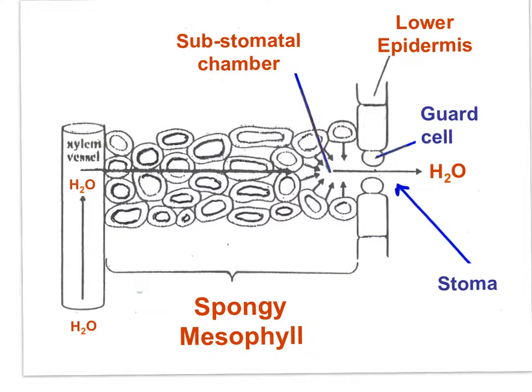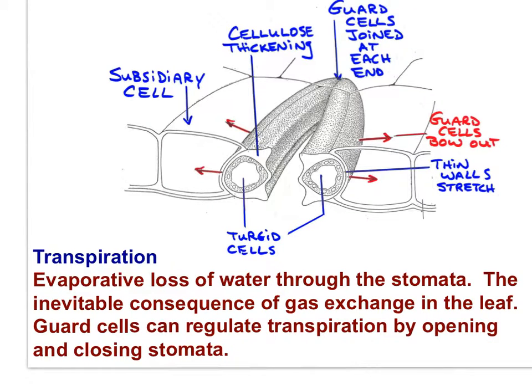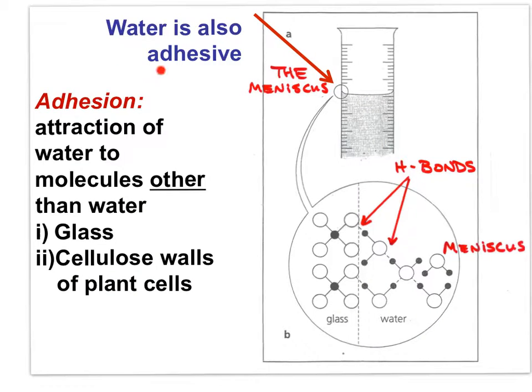The cohesion among water molecules allows for the formation of a continuous column of water along the xylem vessels being pulled by the evaporation of water into the open spaces of the spongy mesophyll. With more water vapor within the leaf and less outside of the leaf, water diffuses out of the leaf due to the diffusion gradient. This is a water potential gradient from high water potential in the leaf to low water potential outside the leaf. Water is also adhesive.